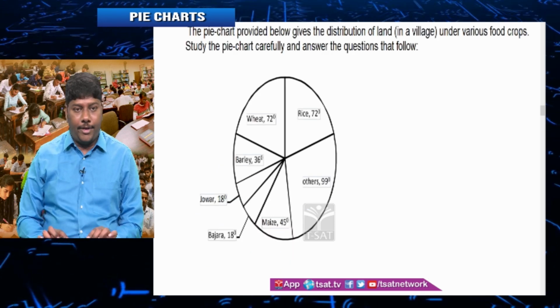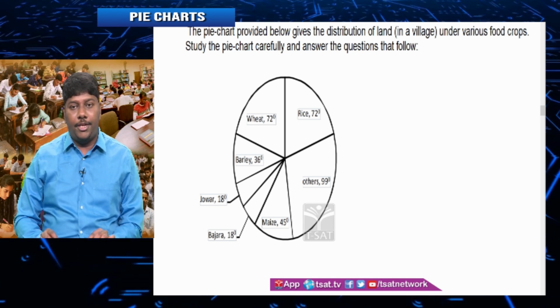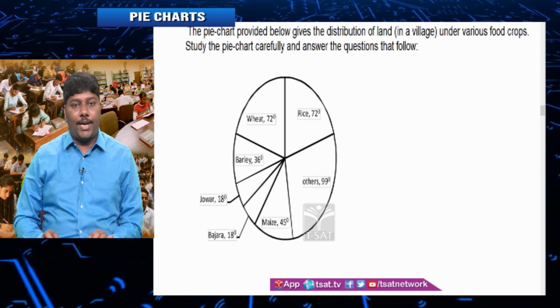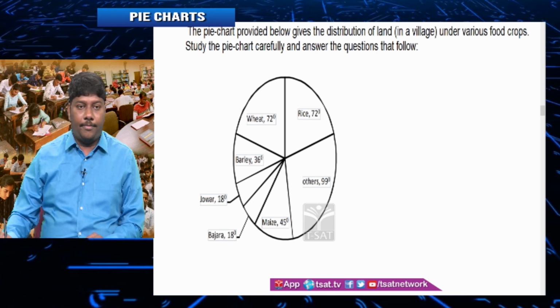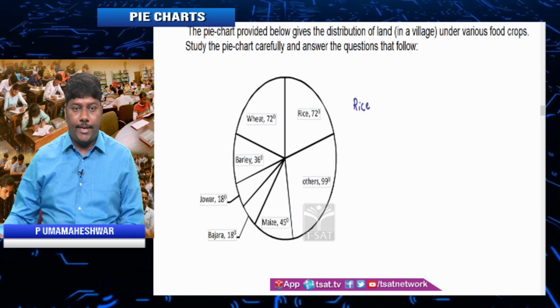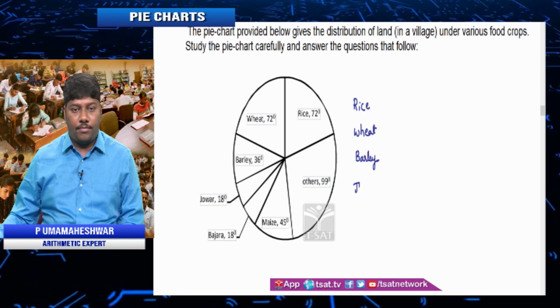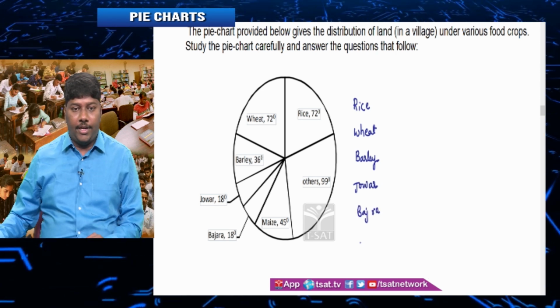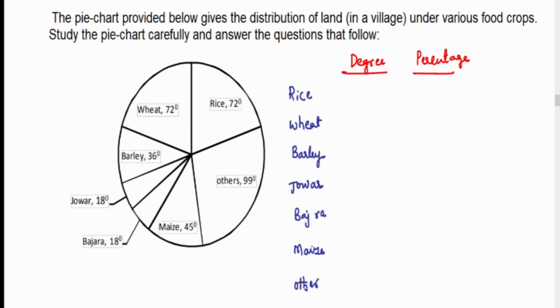Now look at the next graph here. The pie chart provided below gives the distribution of land under the various food crops. Study the pie chart carefully and answer the question that follows. Now look at the food crops which are given there. First rice, take it anti-clockwise, wheat, barley, jowar, bajra, then maize, then others. Write it in terms of degrees, then write also in terms of percentages. Because if you observe, it is clearly a multiple of 18 or multiple of 9. So you can easily say this.